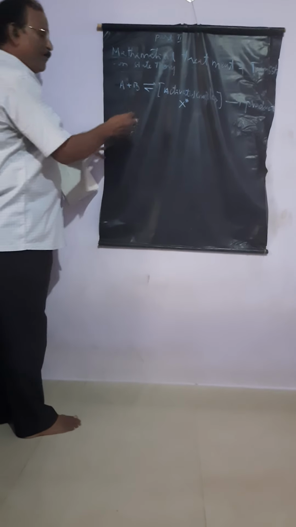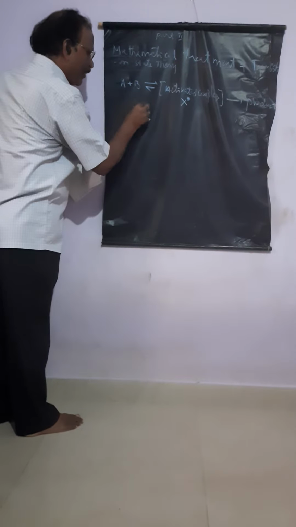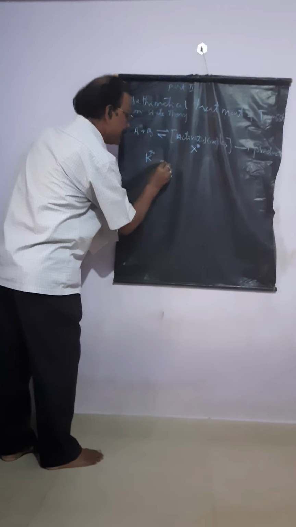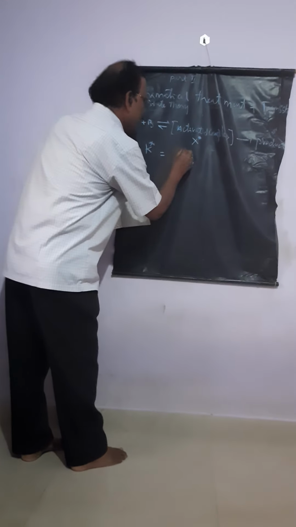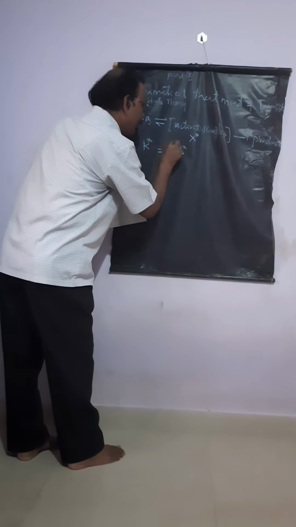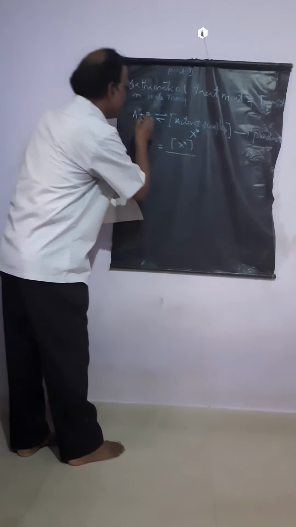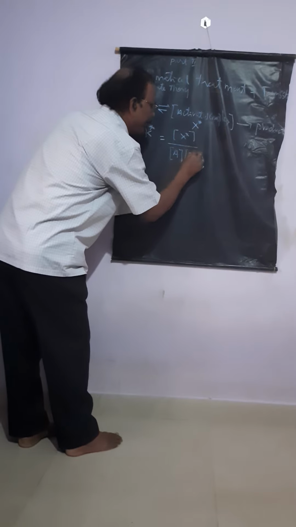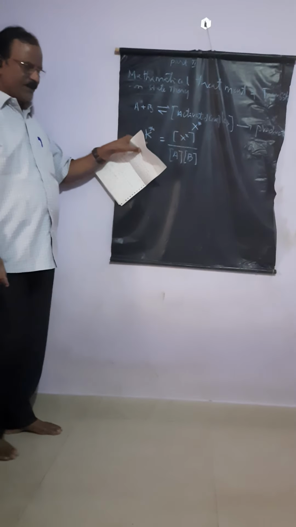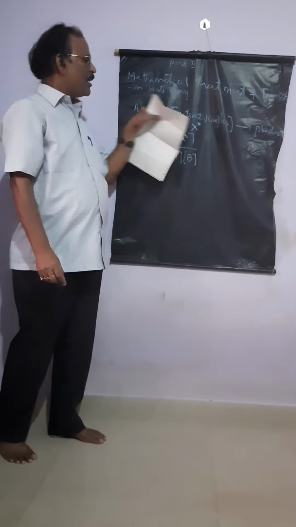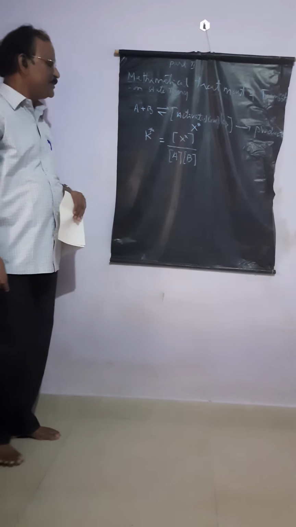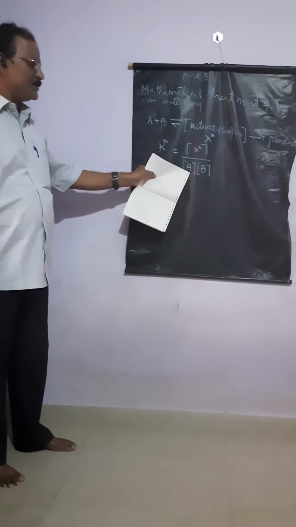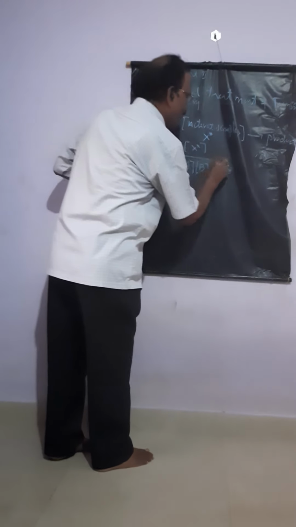The equilibrium constant K star for the formation of activated complex is given by K star is equal to the concentration of activated complex divided by the concentration of reactants A into B. So the equilibrium constant K star for the reactants and the activated complex is K star equal to concentration of X star divided by concentration of reactants A and B. Say this is equation number 1.